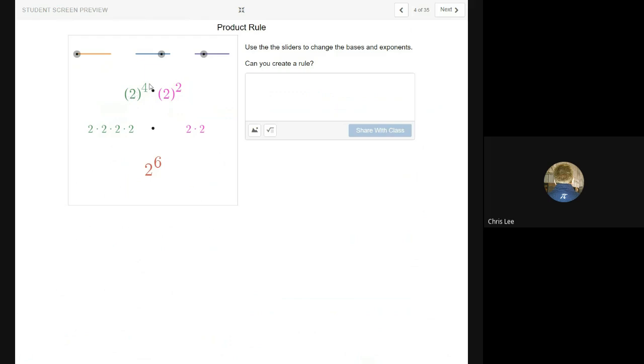2 to the power of 4, 2 to the power of 2 ended up being 2 to the power of 6. What if I change this to 4? Is the rule still working? 4 and 4 is 8. Change this to 5. 4 and 5 is 9. Doesn't matter what the base is. So I change this to base 3. Base changes, but the exponent's the same because we're still adding the exponents. Even if the base is a letter, that rule seems to always be applying about adding the exponents.